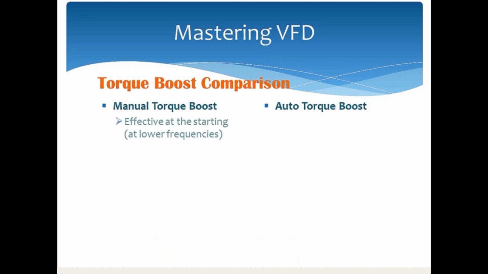The first point is that manual torque boost is effective at startup. In case the shaft is unable to make movement at startup, or in other words, at lower frequencies, then manual torque boost adjustment will help. Whereas in auto torque boost, the torque can be adjusted at any frequency, whether it is a lower frequency, in the middle, or at higher frequencies.